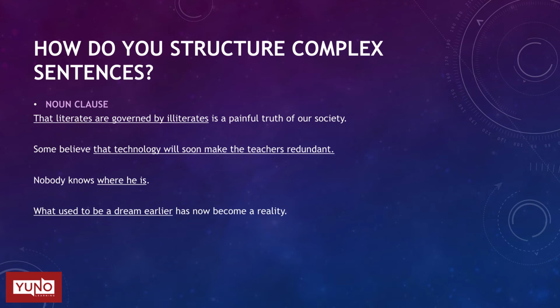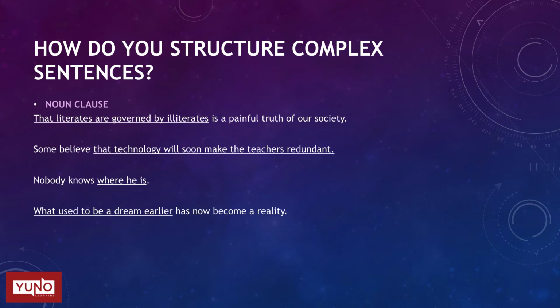So that literates are governed by illiterates is a painful truth of our society. So what's the noun clause in this? That literates are governed by illiterates is a painful truth of our society. The first clause is the noun clause.